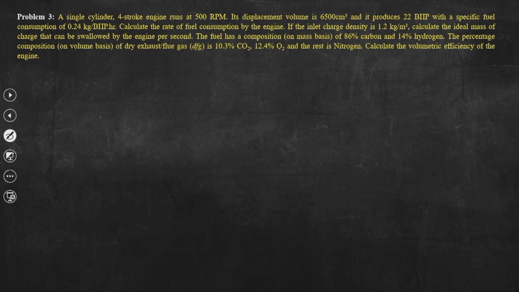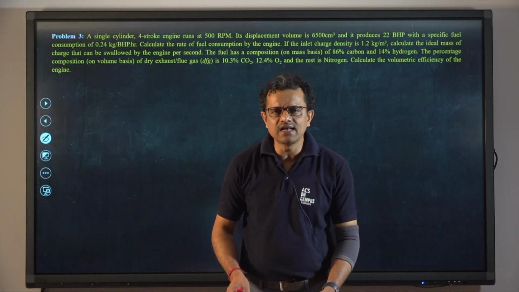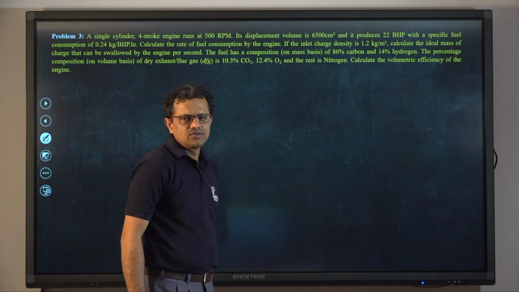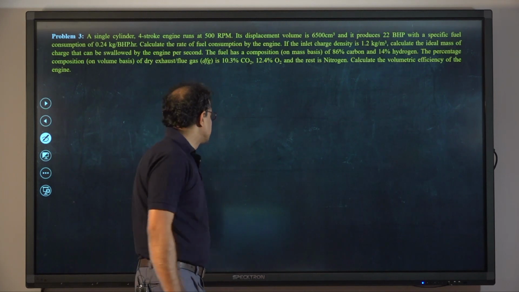The fuel has a composition on mass basis, that is what I was talking about. We need to know the fuel composition of 86% carbon and 14% hydrogen. The percentage composition on volume basis of dry flue gas or exhaust gas is 10.3% CO2, 12.4% O2 and the rest is nitrogen. Calculate the volumetric efficiency of the engine. Let me solve this problem, because by solving it you will be able to understand how this method works to calculate volumetric efficiency.